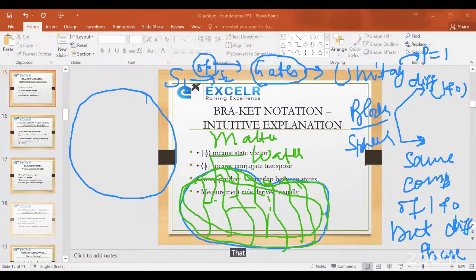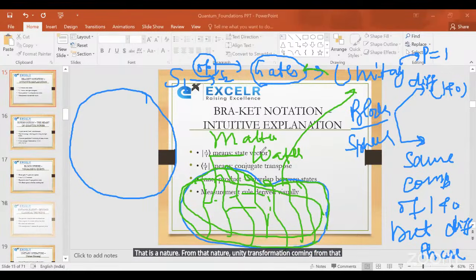That is the nature. From that nature, unitary transformation comes. From that nature, gates come. So the gates should always be unitary transformations. So that's sufficient for all these concepts. Now we are moving towards the quantum gates.